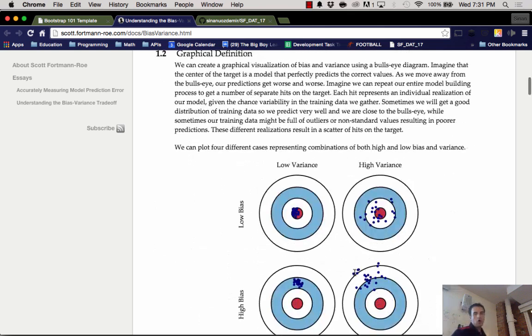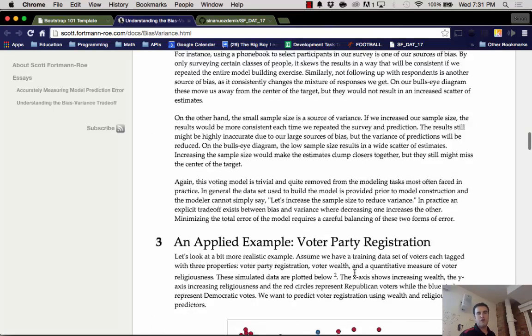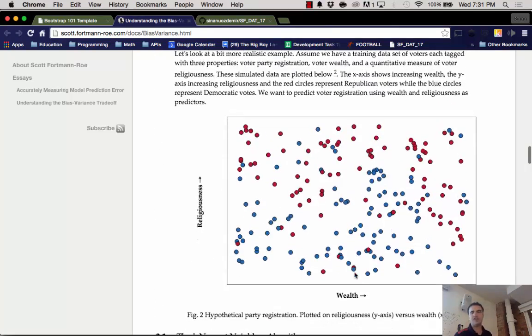Now, the whole idea about the voters. Can someone explain this graph to me? What am I looking at? Scatter plot of people. The x-axis is how wealthy you are. The y-axis is how religious you are, how devout you claim to be, I guess on some scale.